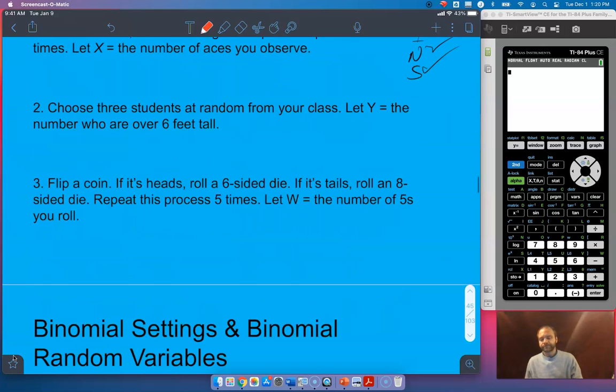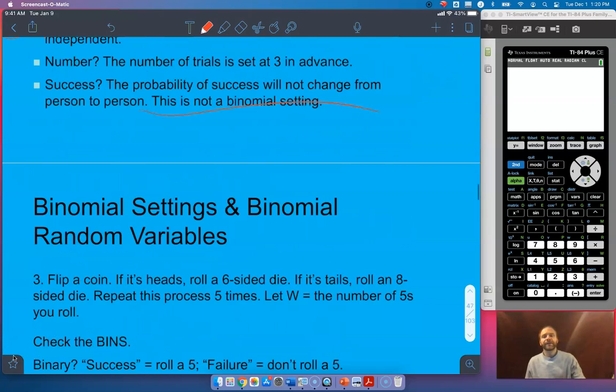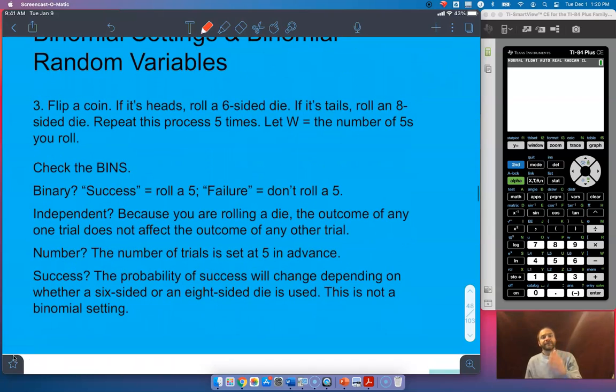The third one, flip a coin. If it's heads, roll a 6-sided die. If it's tails, roll an 8-sided die. Repeat this process 5 times and let W be the number of 5s you roll. So I'm just going to go right here. Is it binary? Well, you're either going to roll a 5 or you're not going to roll a 5. So yes. Is it independent? Because you're rolling a die, the outcome of any one trial does not affect the outcome of another trial. So if I roll the die, it's not going to matter if I roll it again or roll it again. It's going to have a set independent probability. It's not going to be affected by the previous ones.